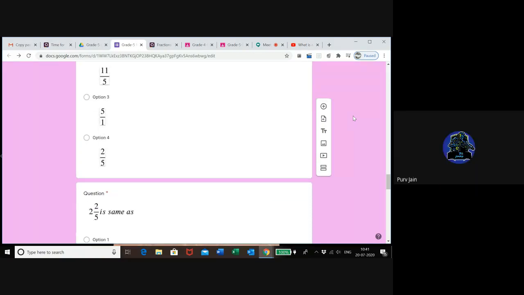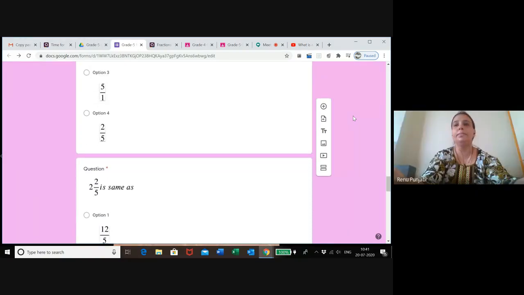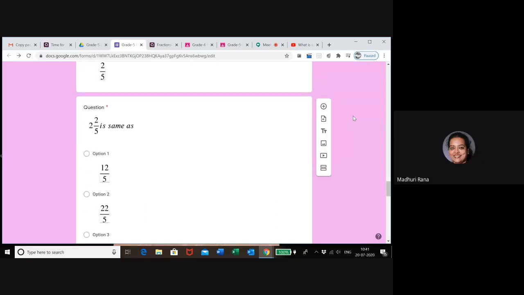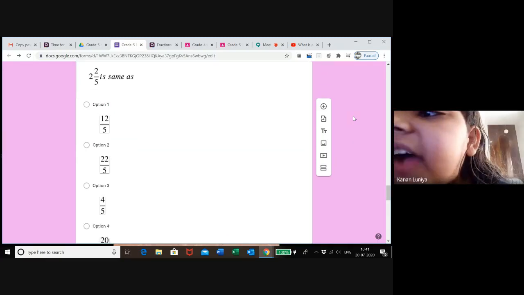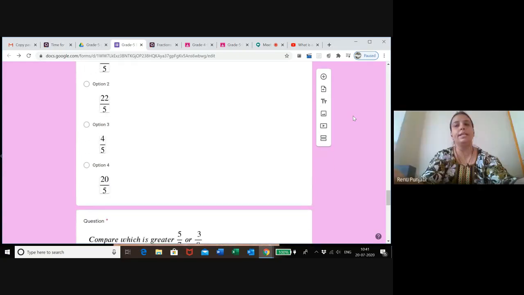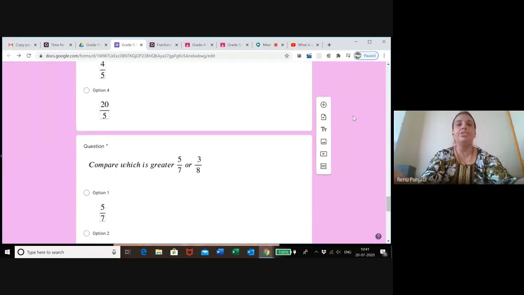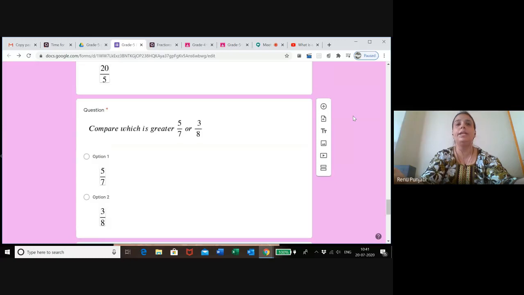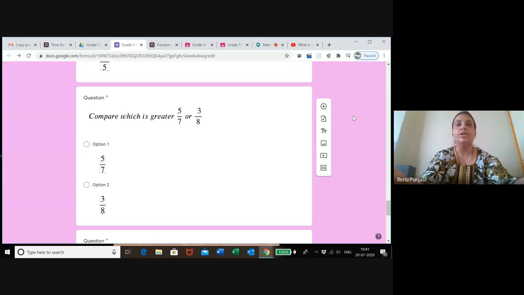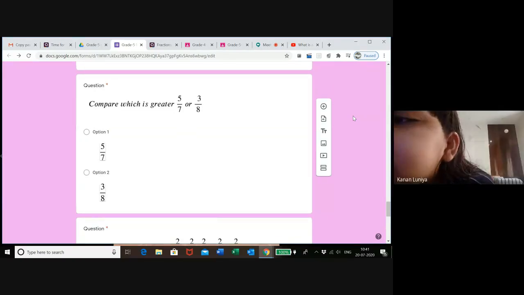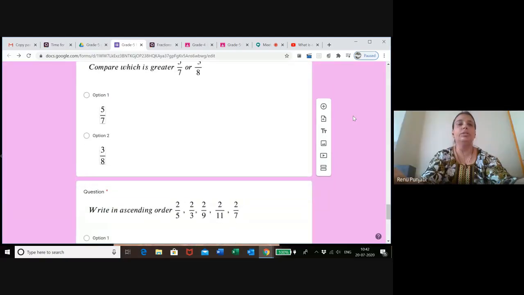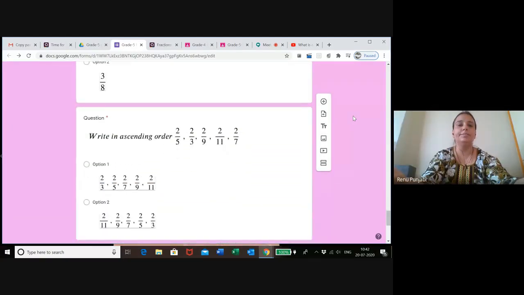Please switch off your microphone. Now you have to solve 2 whole number 2 upon 5. So 5 into 2 is 10 plus 2, 12 upon 5. Option 1 is the answer. Compare which is greater: when the denominators are not the same, you have to make the denominators the same. So what will be the answer? 5 upon 7. Yes.